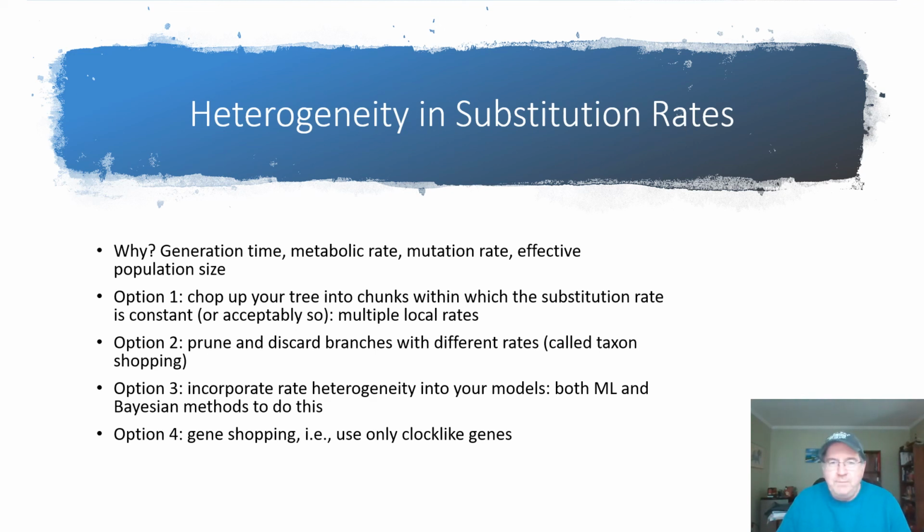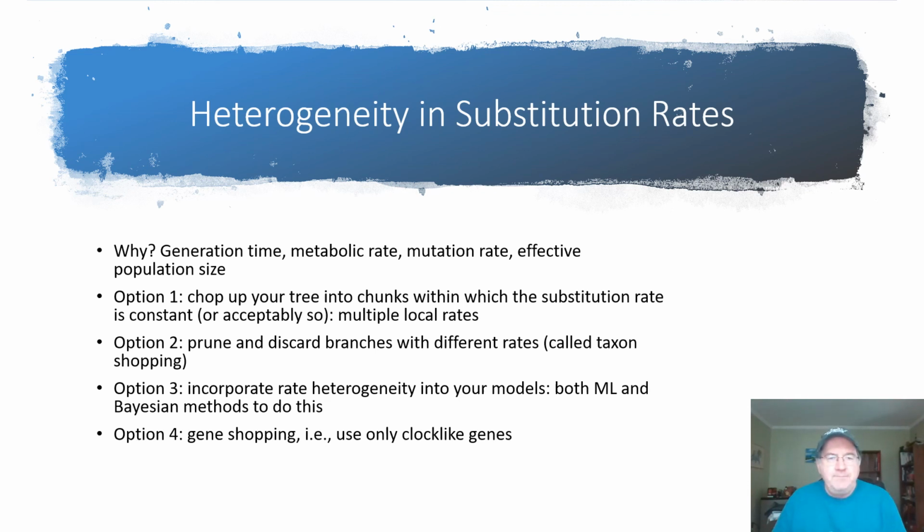Another option would be to prune and discard the branches of your tree in which you see the different rates. In other words, prune the tree, getting rid of the taxa that have these different substitution rates so that the only ones that are left all have basically the same substitution rate. This is a strategy called taxon shopping, which has been severely criticized because basically you're going and looking to find the data that support your a priori answer, or at least you run the risk of doing that.